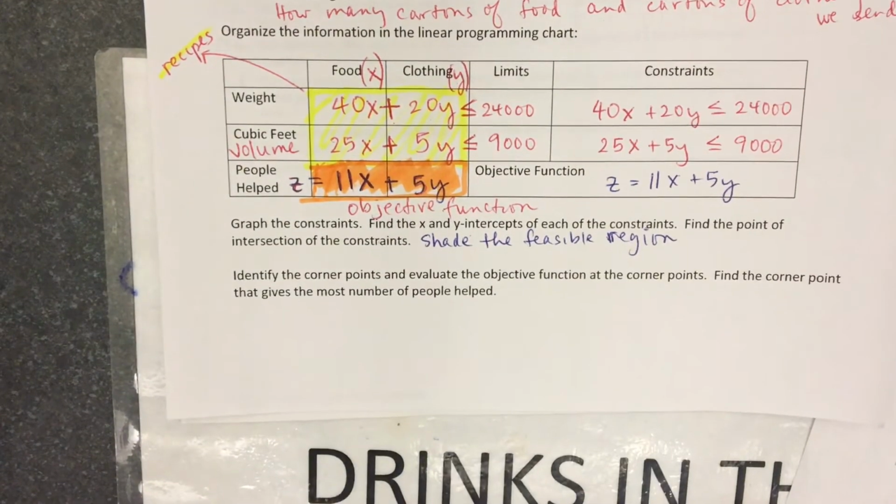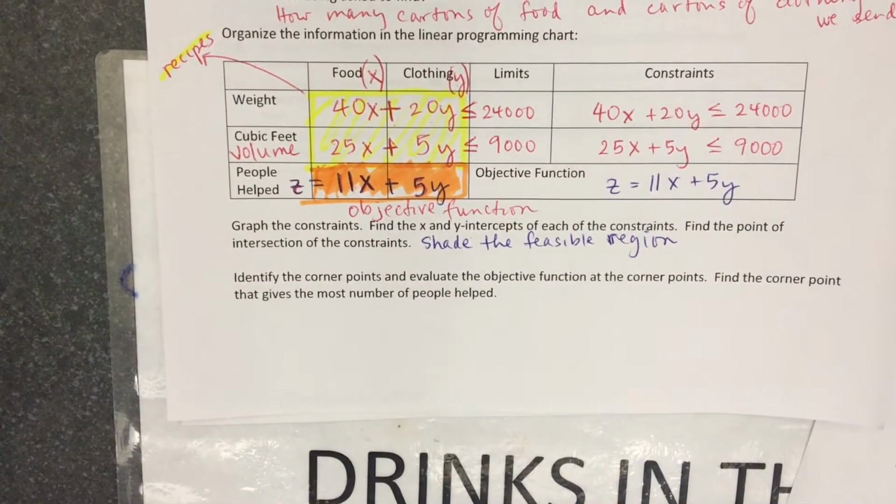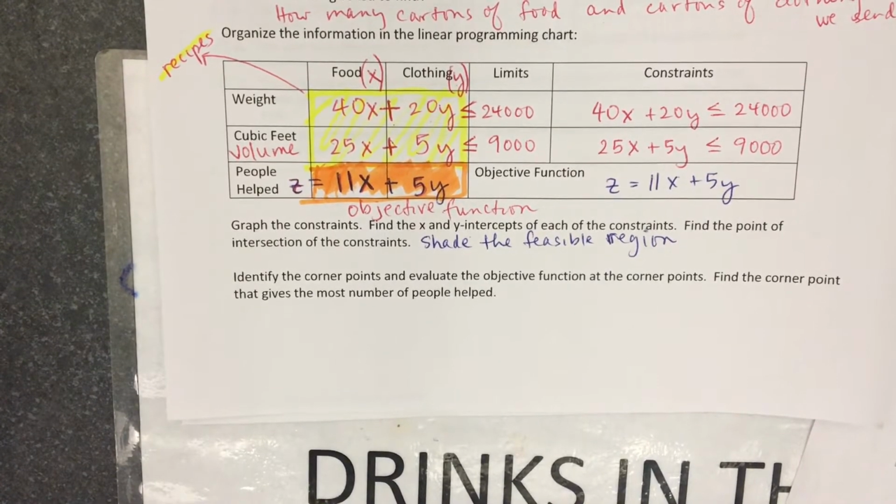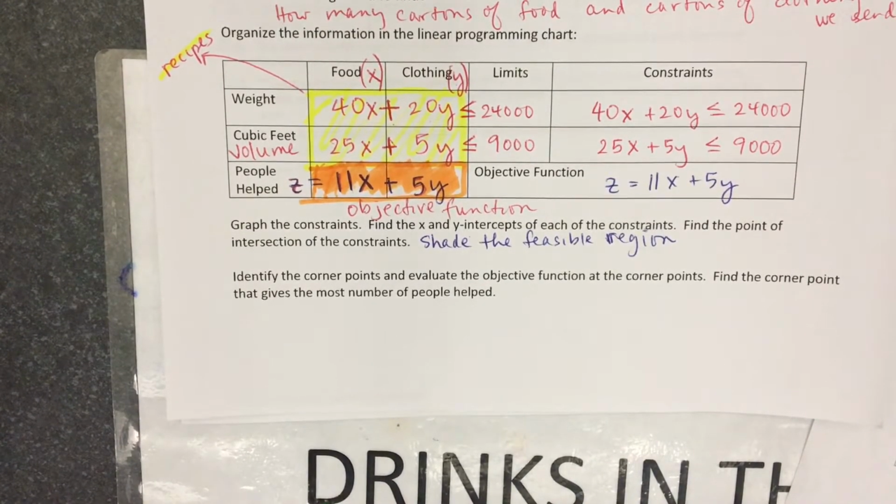We will graph the constraints. We'll shade on one side of the line. Here's a silly question that I'll need to kind of throw out there. Can I send a negative number of cartons of food? No. Can I send a negative number of cartons of clothes? No.